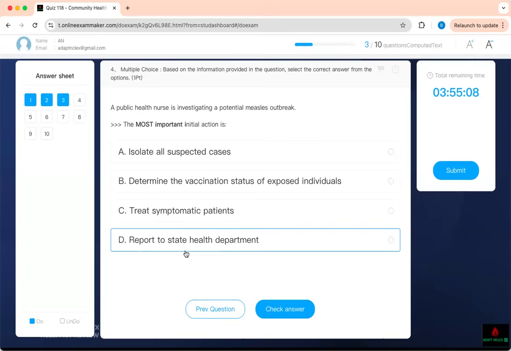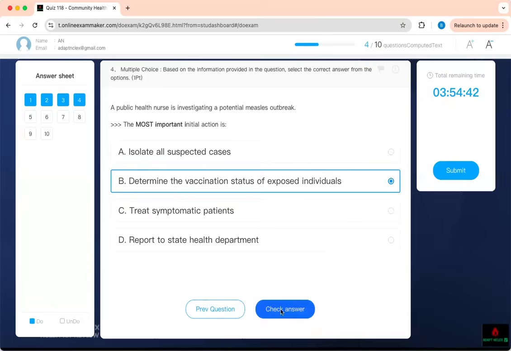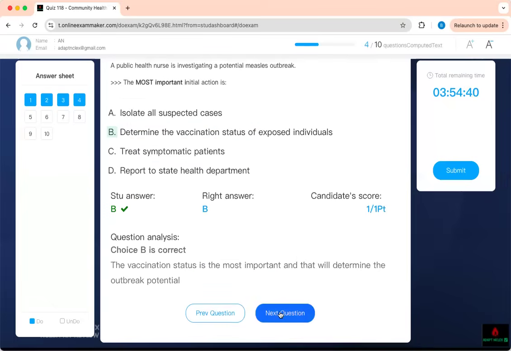So find the source, know who, and after you find the source, find the status of the individual to figure out if they are immune or not immune. So the best thing is not to isolate them. You have to make sure somebody knows where you're coming from and what their status is. That will determine the potentiality or the extensiveness of the outbreak. So individual status is very important.